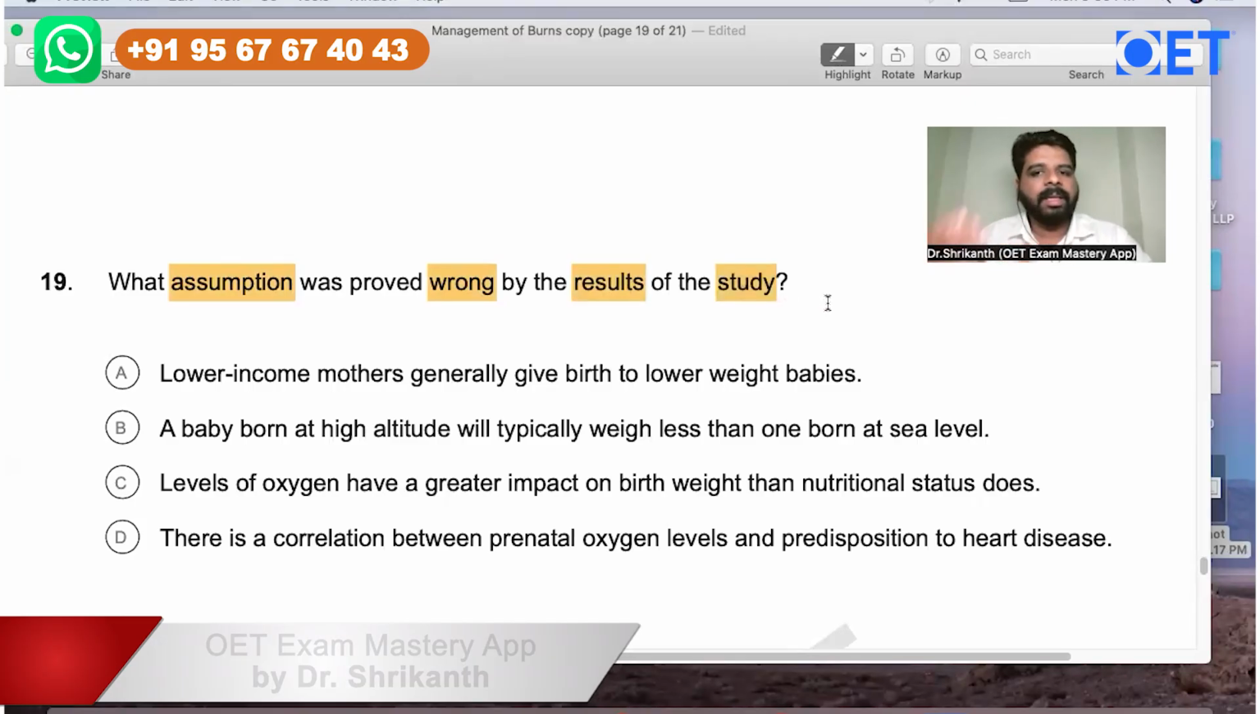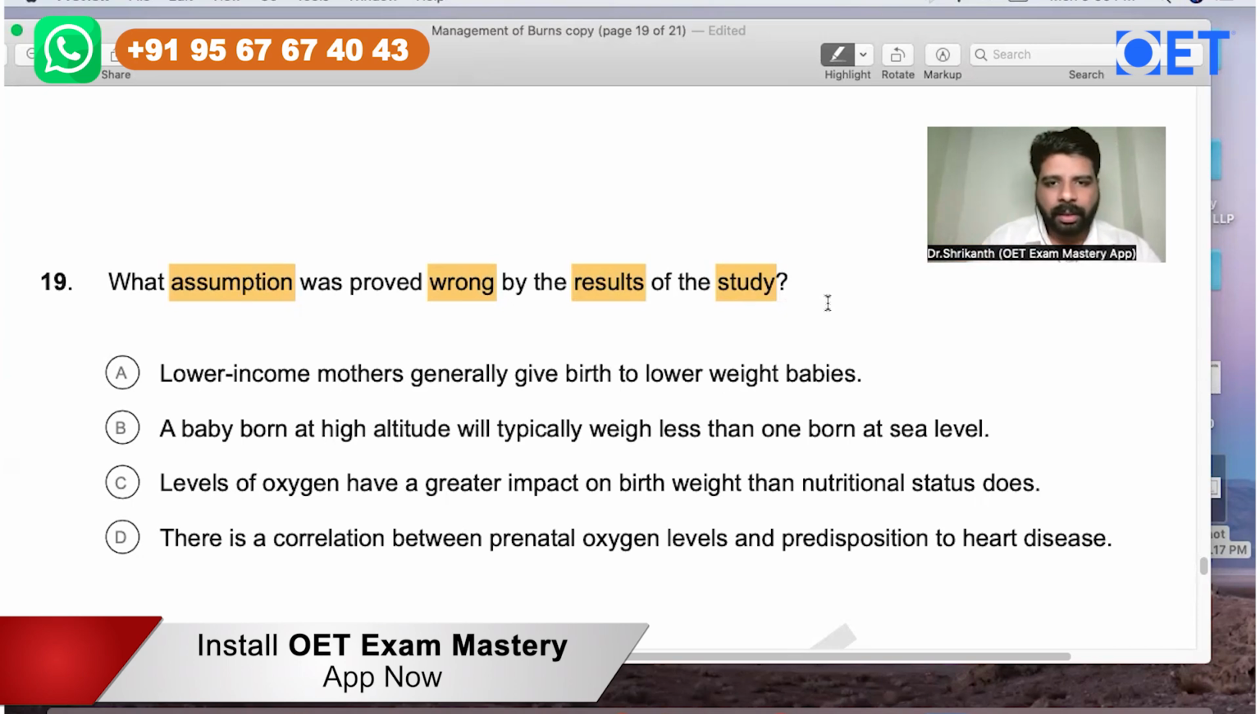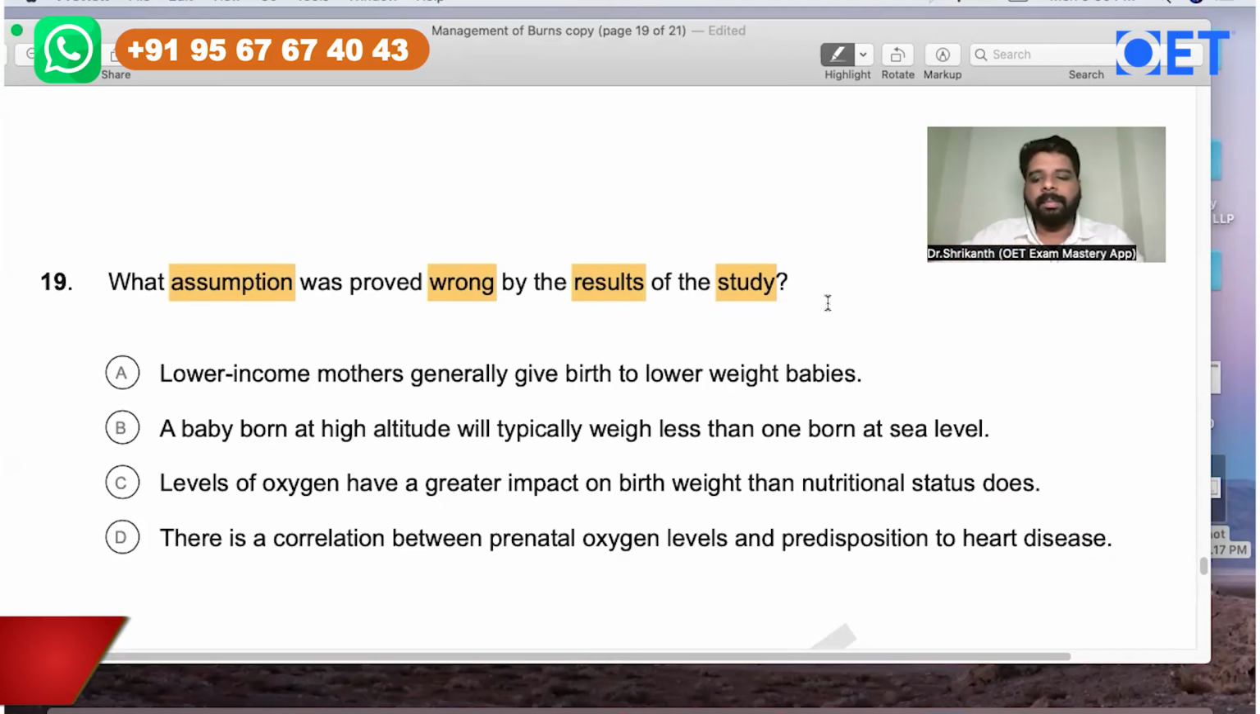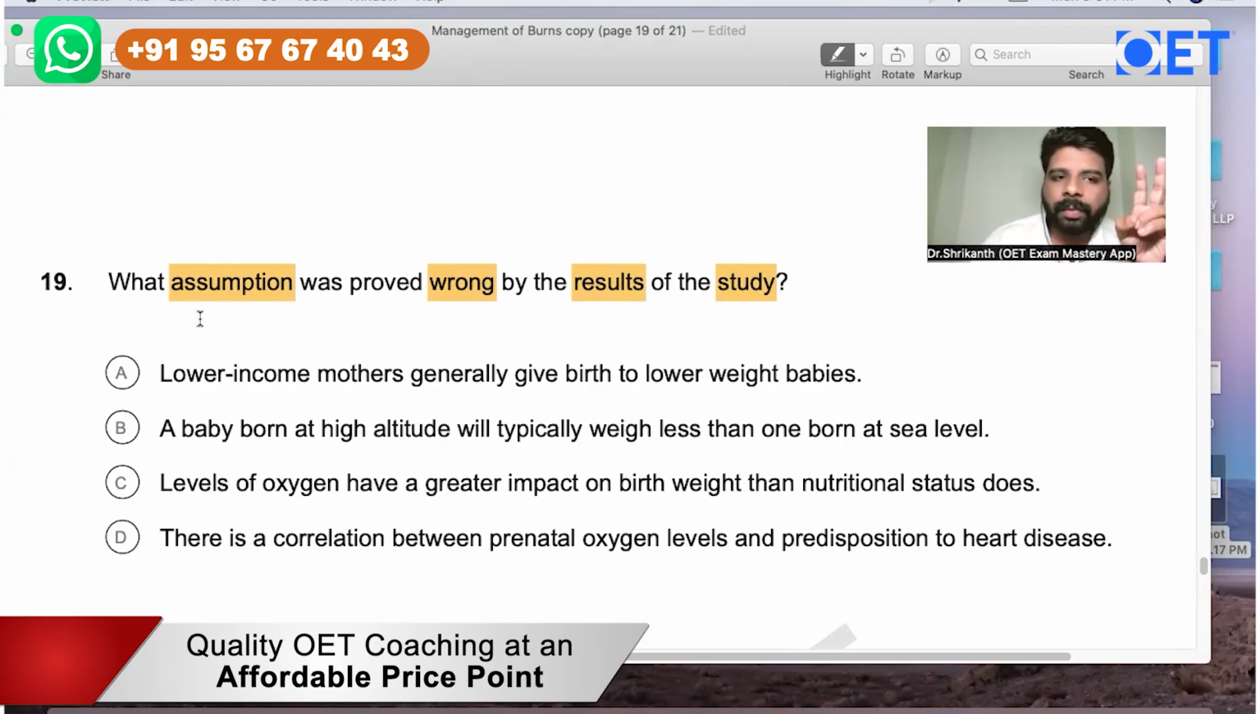Okay, study basically means an experiment. So an experiment was done, and the findings are basically the results. So when the results came out, it basically shocked everyone. That is, it completely was the opposite of what people believed. So what is your question over here? The question over here is asking you what belief or what assumption was proved wrong.